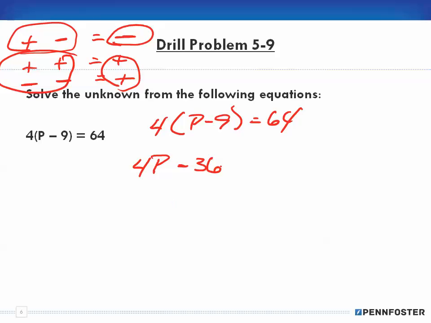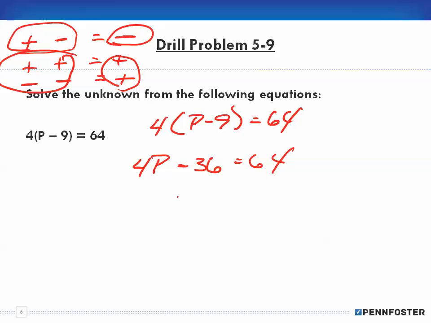Okay, so 4p minus 36 is equal to 64. And the next step is we want to isolate the variable on the left. So we move the whole number over to the other side. Now remember, you can add a plus 36 to both sides. What you do on the left, you do on the right.